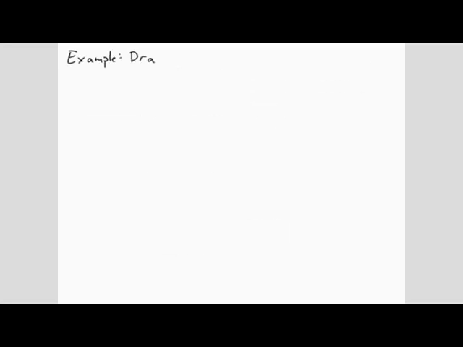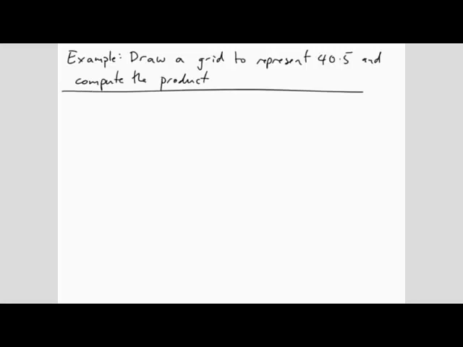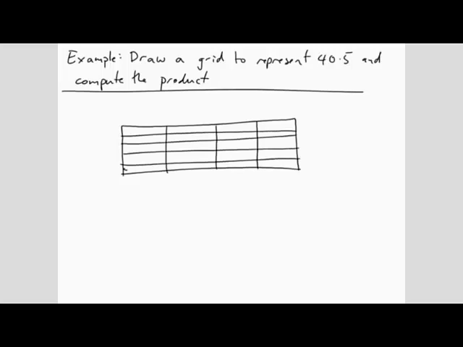Example, draw a grid to represent 40 times 5 and compute the product. We will use our clusters of 10 boxes. Then we will count out the total boxes. There's 40 in each row, so 40, 80, 120, 160, 200. 40 times 5 equals 200.